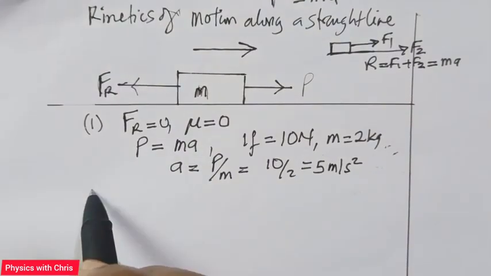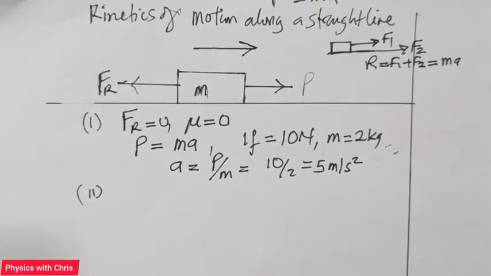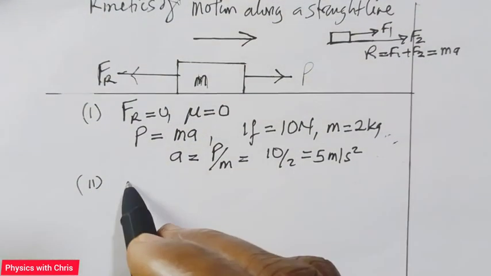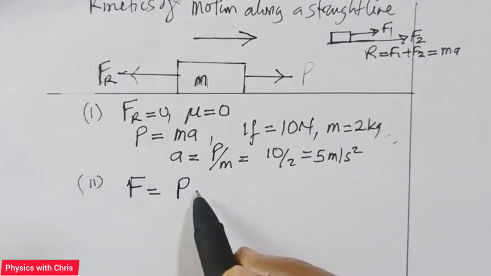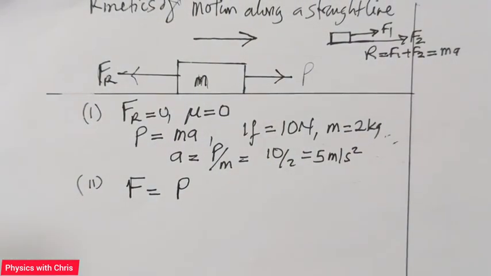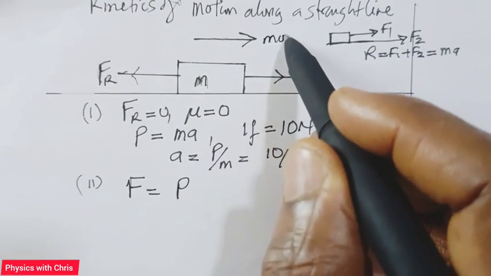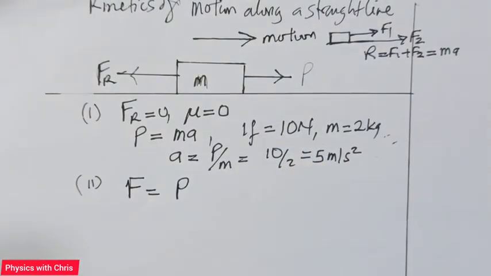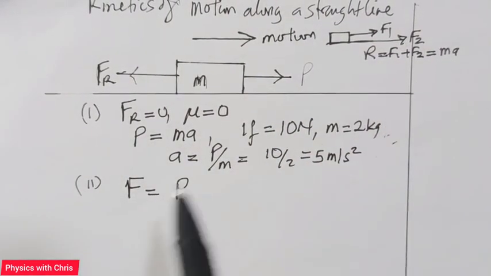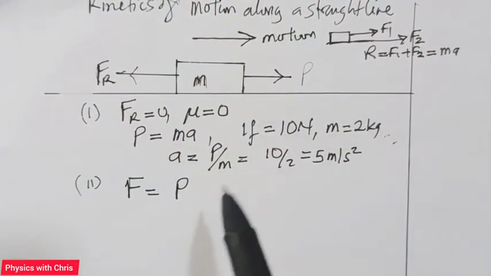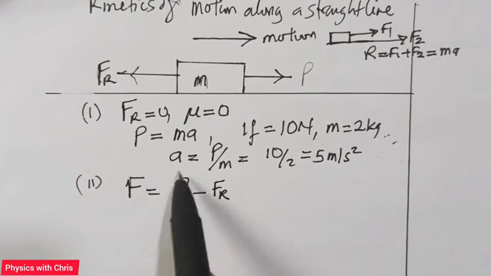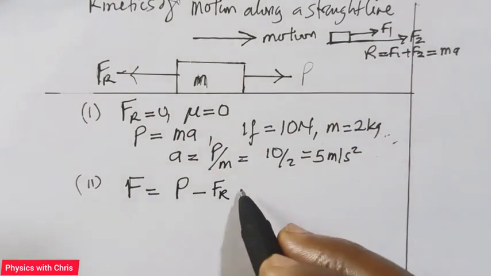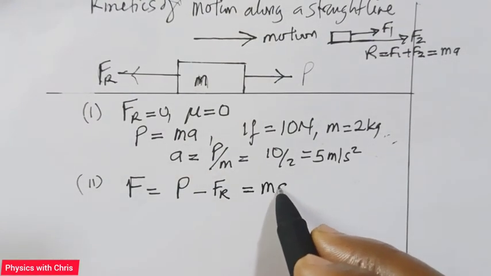Now let's see case 2, where there's frictional force acting. Suppose frictional force Fr is not 0, then the resultant force F acting on this block is the difference between the force P, which is pulling the body in the direction of motion, that's the force exerted on the body to give it motion in this direction, minus Fr, which is the frictional force. Now, this is the resultant of the two forces, which is given by F according to Newton's second law.